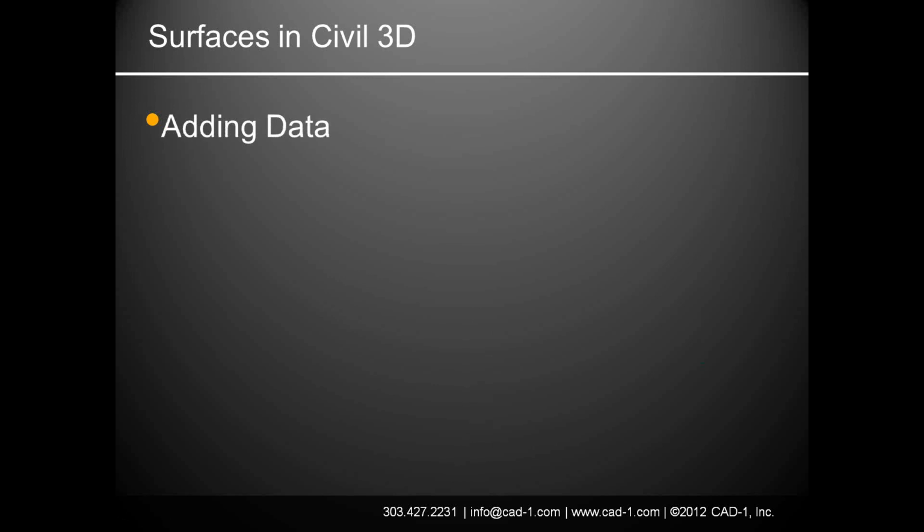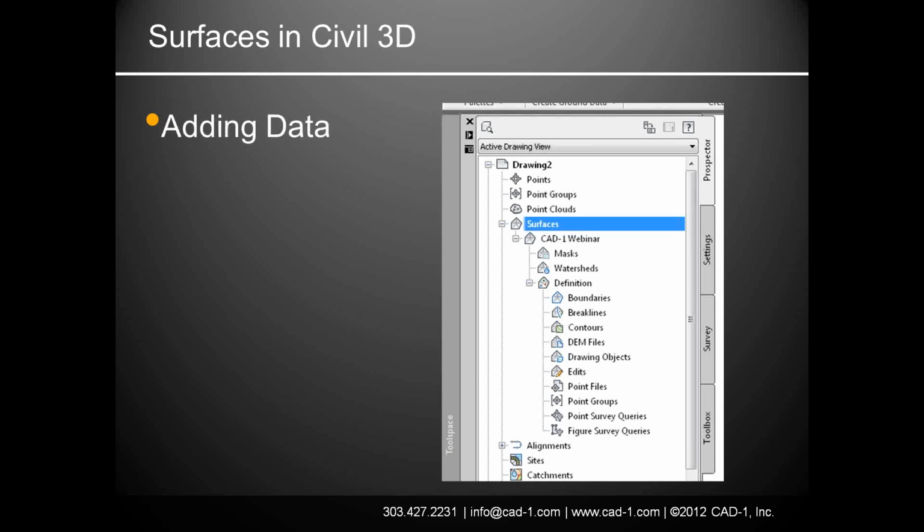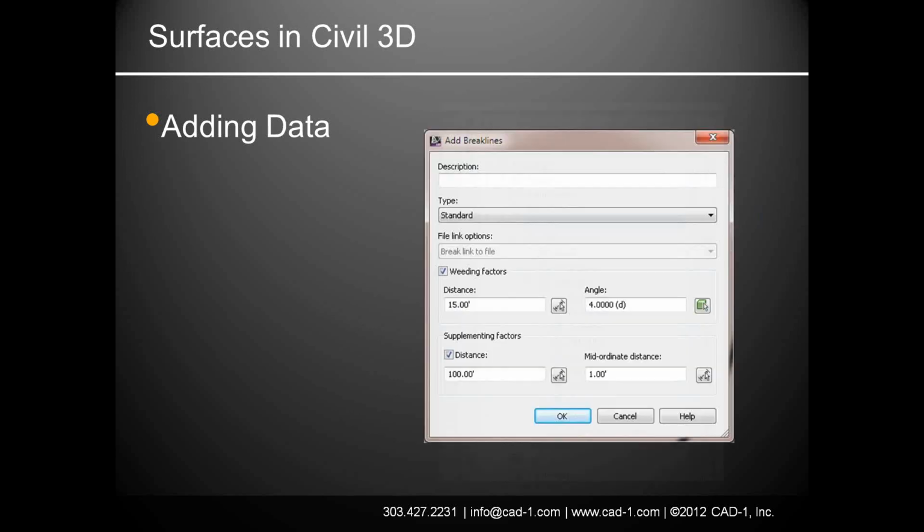Adding data to a surface. Now this is where we're going to start getting into a little bit more information here. So when you create a surface, in your Prospector tab on the Toolspace, you expand out the surface, the definition, and down here you have all sorts of different types of data that you can add. Basically the process for adding data: right-click on any of these, choose Add. Now as you're adding the data, you're going to get into dialog boxes such as this. So this is the Add Breaklines dialog box. And I want to get into this in a little bit more detail because I think it's kind of important.